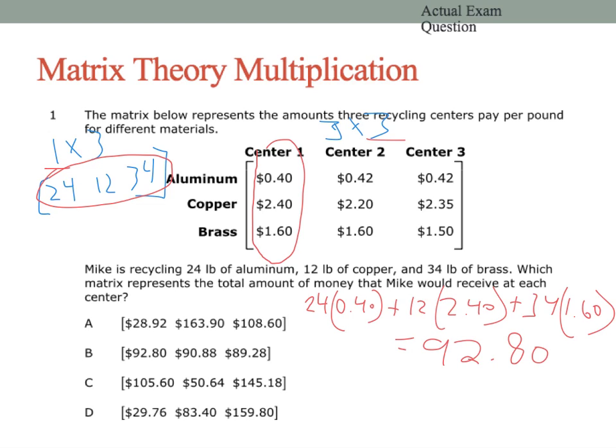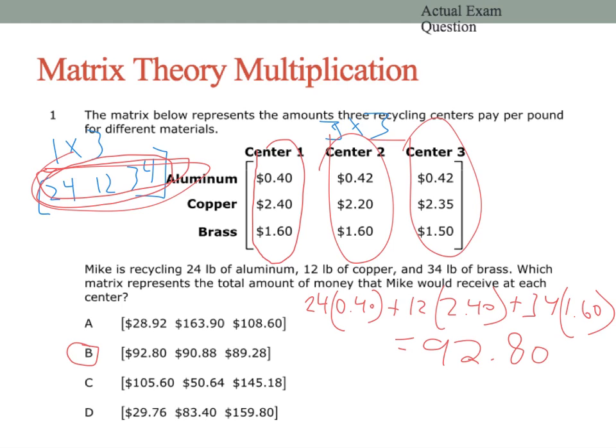And notice that B is the only choice that actually has that answer at all. You can do the other multiplication too if you want to check the rest of it, but I can assure you that it is correct. So we do that row with the second column, and then we'll do that again with the third column. It should match up, and this should be our answer in the end. So center 1 with $92.80, center 2 with $90.88, and center 3 with $89.28.